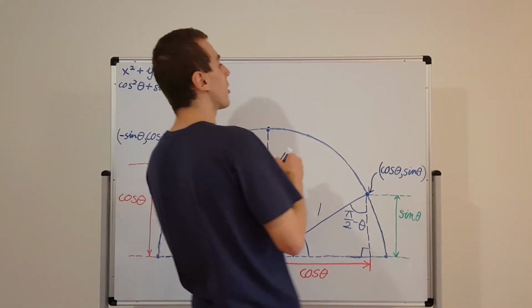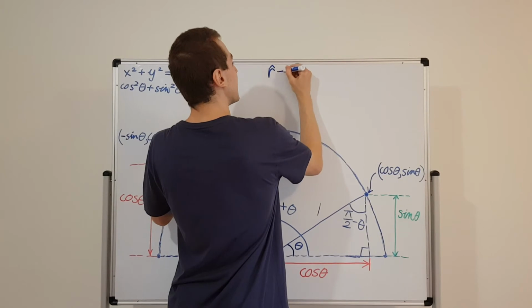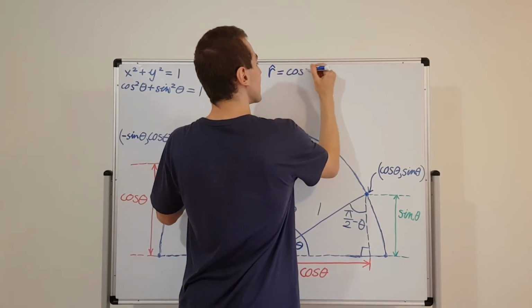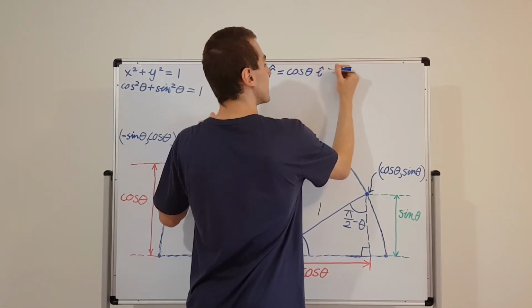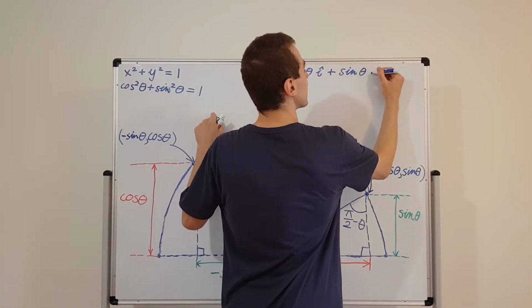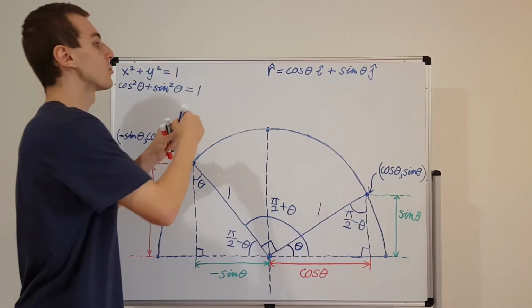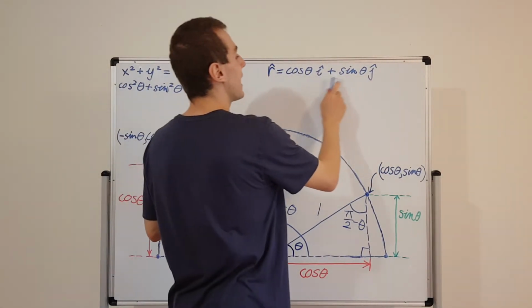So let's write down r hat first. r hat, if you remember from the previous video, is equal to cosine theta times i hat plus sine theta j hat. So this is the definition of r hat. We're writing r hat in terms of i hat and j hat.